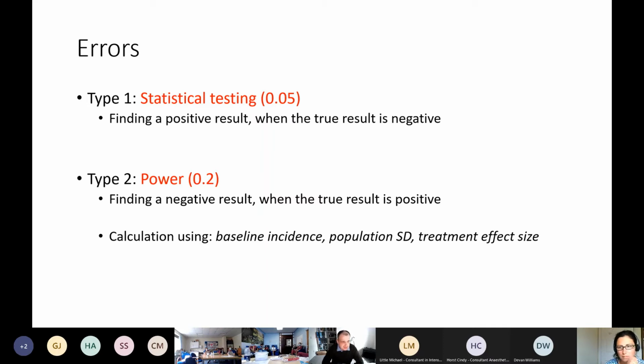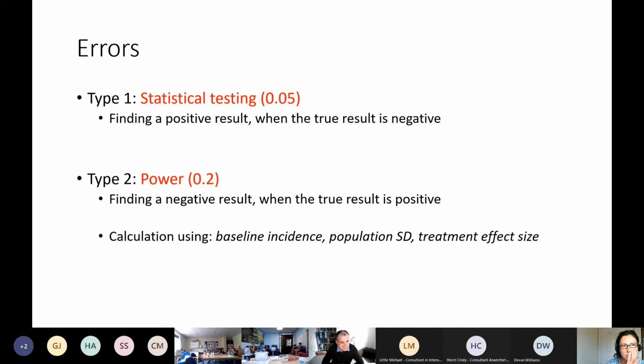And generally, type 2 errors are finding a negative result, as most ICU trials do. Ever read papers? There is no significant difference in the outcomes. It's always the same in ICU trials, but the true result is positive. And we obviously don't know the answer to that always.